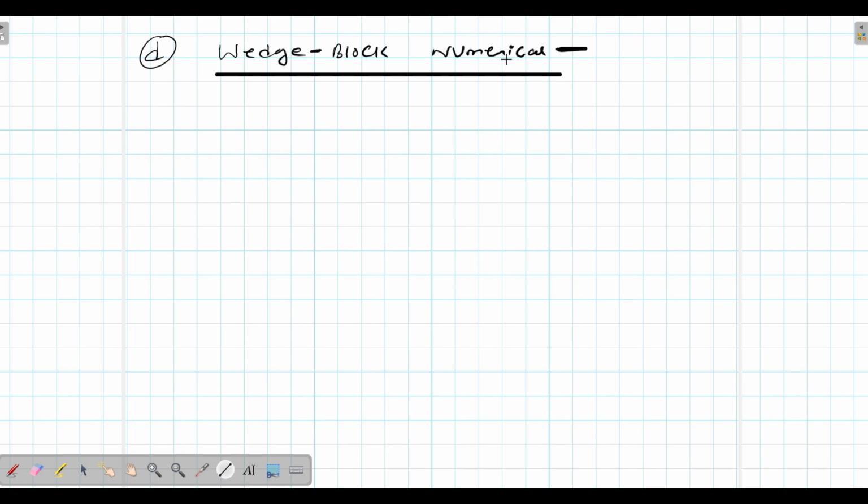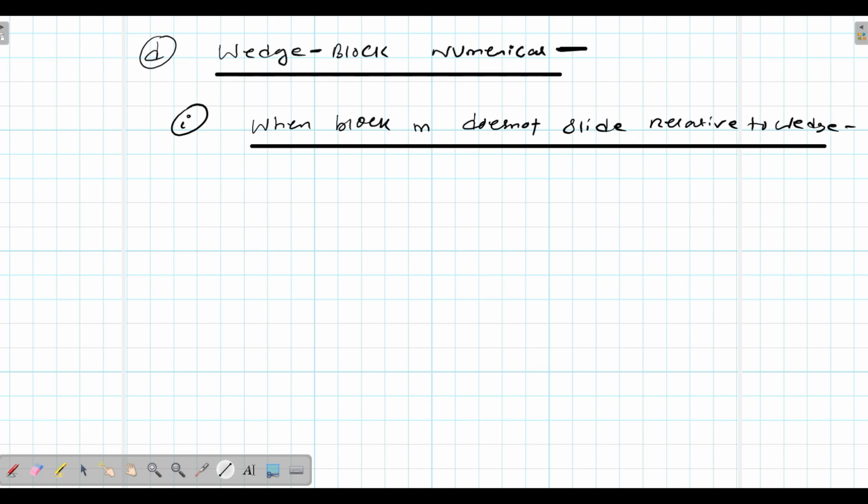For the wedge block numerical, first point, when block M does not slide relative to the wedge.